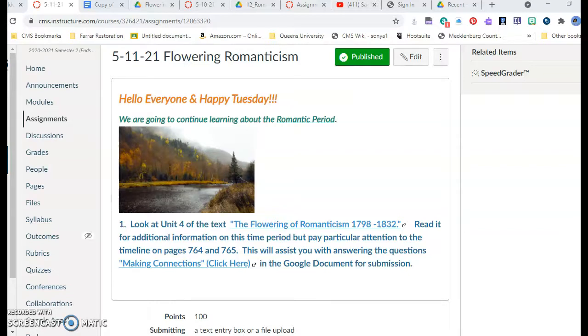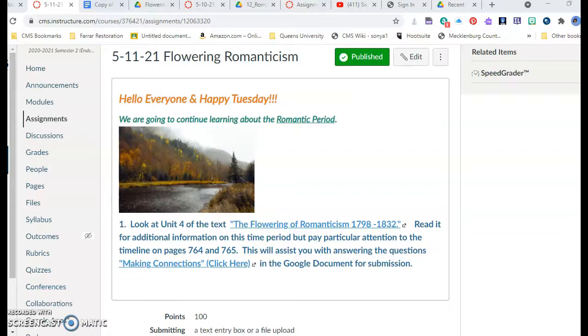You're going to read it for additional information on this time period, but you're going to pay particular attention to the timeline on pages 764 and 765, because this will assist you with answering the questions titled Making Connections in the Google document which you're going to submit as your assignment. Let me show you where these items are.